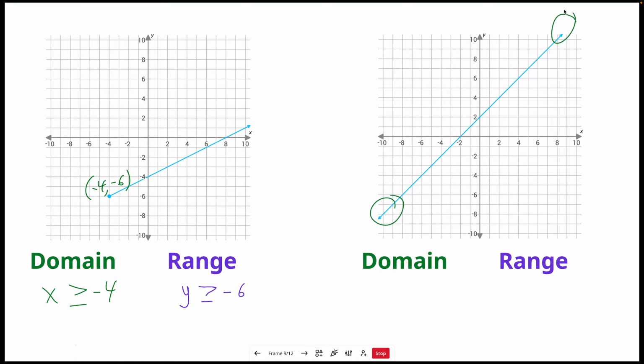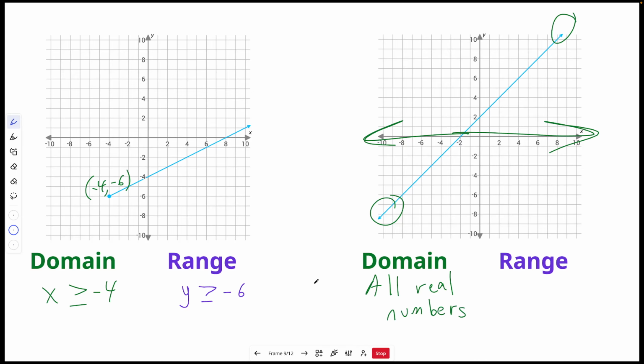Arrows on both ends. Well, domain is left and right, the x values, right? Well, this graph keeps going left and it keeps going right to infinity. And so the way we write that is we say domain is all real numbers. And for this graph, the range is actually the same, right? Because this graph keeps going up and it keeps going down to infinity. So the range is the same answer, all real numbers.